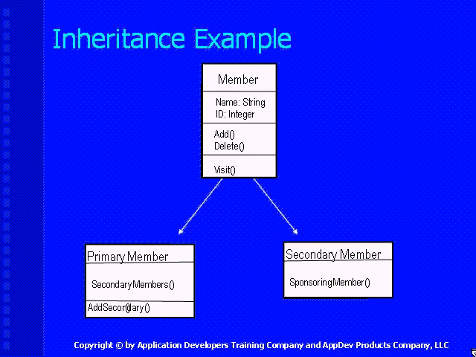So we can add to what the member class gave us. For example, primary member has a secondary members property, which will return a collection of all of our secondary members. Secondary member has a sponsoring member property, which will return the full object of the primary member. So what we can see in here is that we have one base class, our member, that is used to derive two new classes, primary and secondary, each of which will inherit the properties and methods of this member class, as well as add their own new ones.